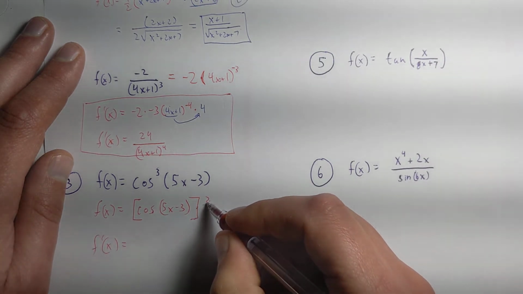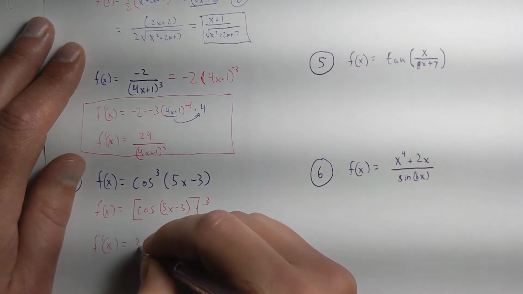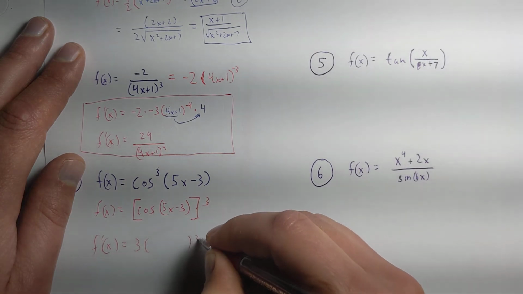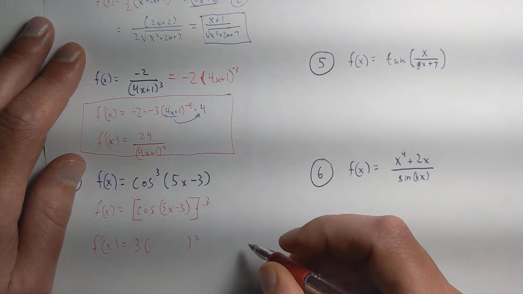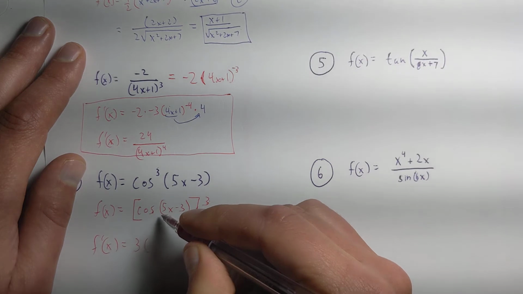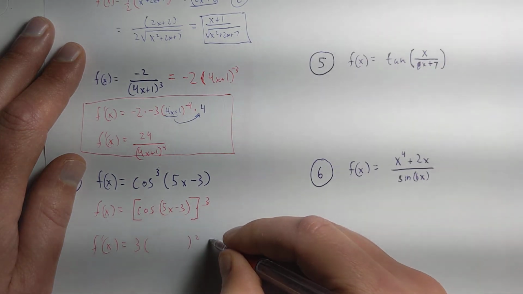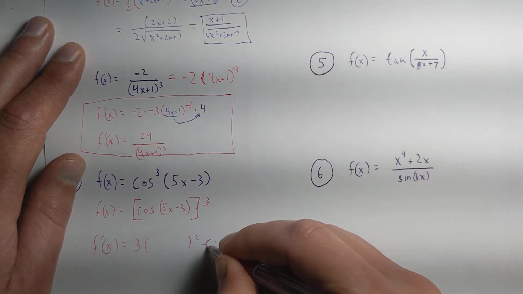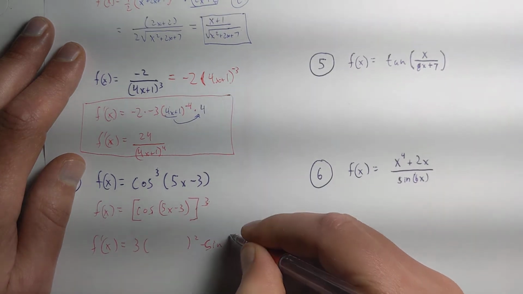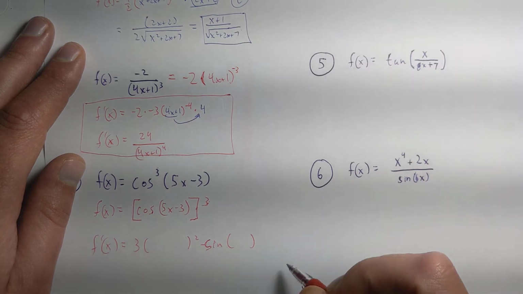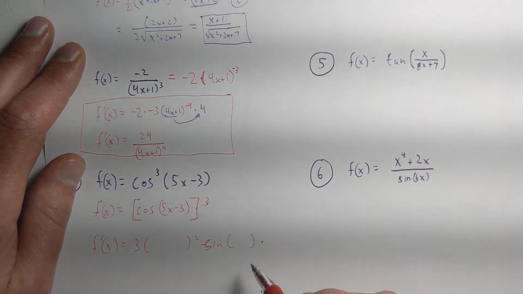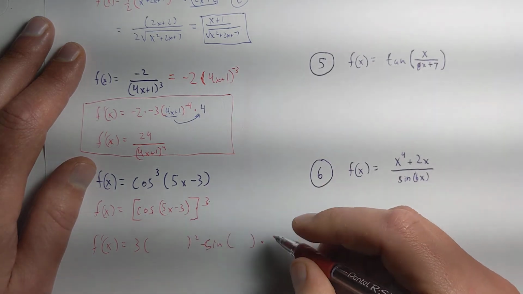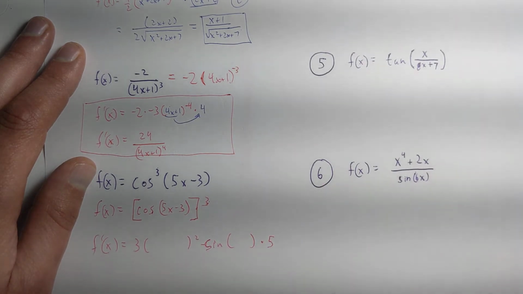So the outside function is going to be 3 times something squared. The derivative of my inside function here is going to be, the derivative of cosine is negative sine, but there's a function in there too. What's the derivative of the function inside there? Derivative of 5x minus 3 is 5.